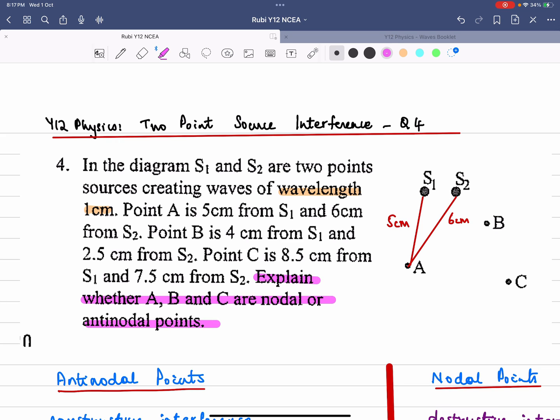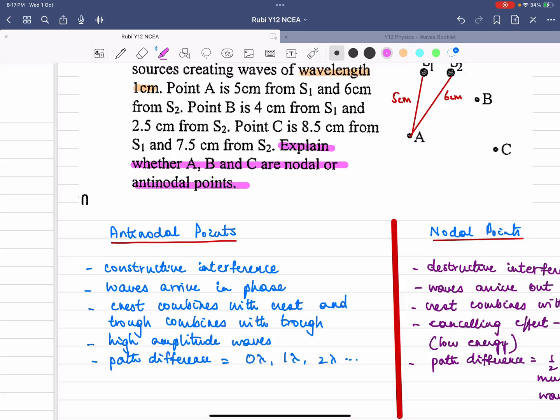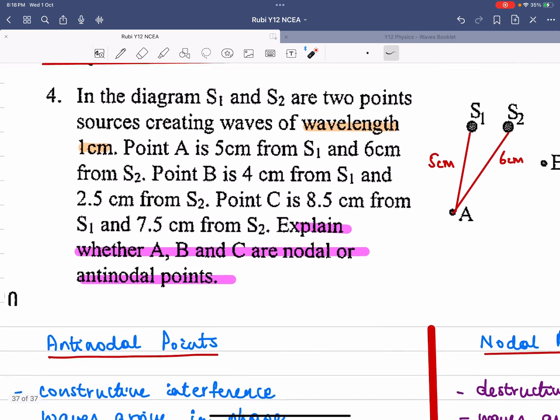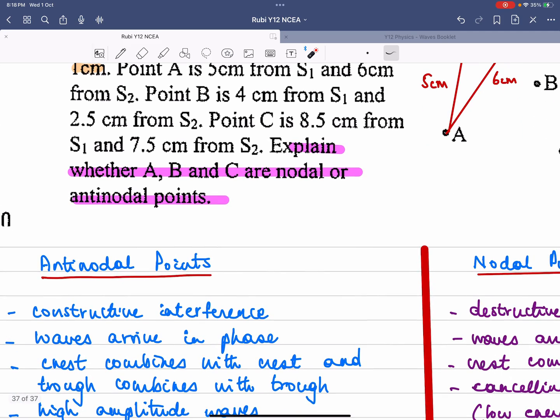So before we can explain what they are, I just want to go through the meaning of antinodal and nodal points. Antinodal points are areas of constructive interference. This is where the waves arrive in phase, which means a crest combines with a crest and a trough combines with a trough. So these are high energy areas, high amplitude waves. The important thing, the path difference is 0 wavelengths, 1 wavelength, 2 wavelengths. It's a whole multiple of wavelengths. So path difference is the difference in distance traveled by the waves from each of the two sources.